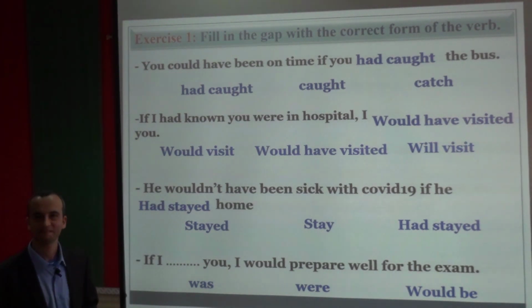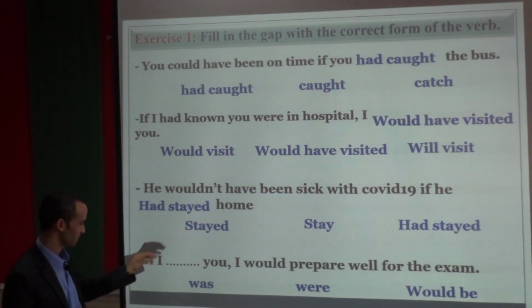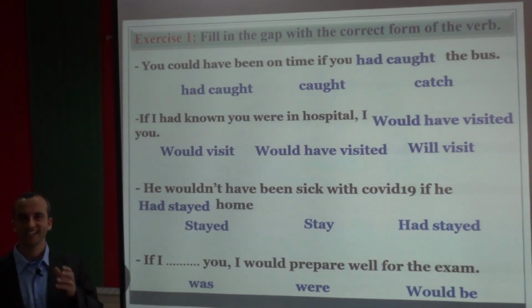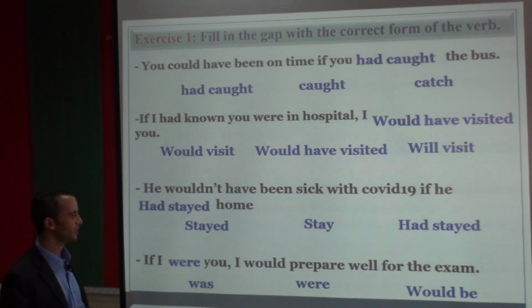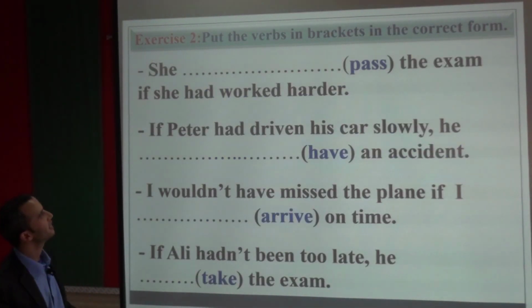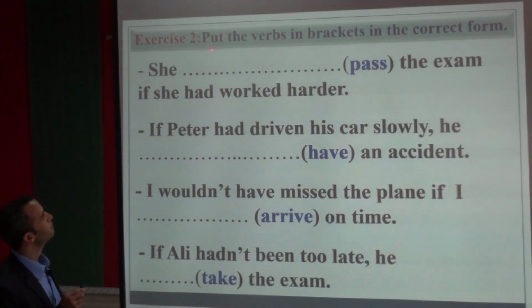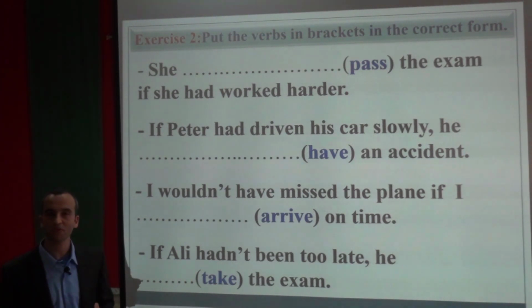If I was, or if I were, or if I would be. Nice. We said we don't use was. So we say, if I were you, I would prepare well for the exam. So this is it. Let's do exercise number 2. Put the verbs in brackets in the correct form.